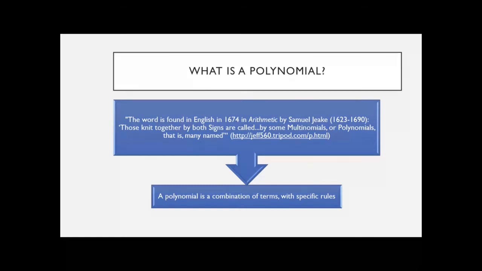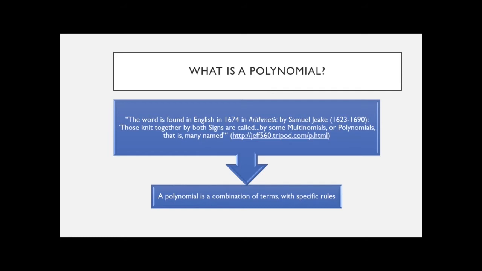So we want to start with basically what a polynomial is, because that's what we're working with for the third assignment and the fourth assignment. So just a little bit of history if you're curious. The first instance that we have found of the word polynomial was in 1674 in, I'm assuming, a book, Arithmetic by Samuel Jake. But he says, and those knit together by both signs are called by some multinomials or polynomials.